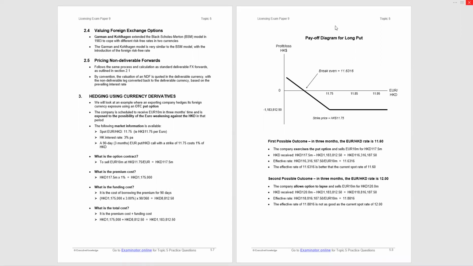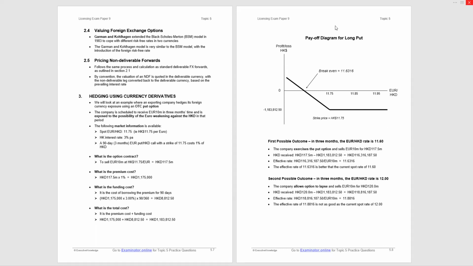Continuing with topic 5, paper 9, we're now going to look at section 3, hedging using currency derivatives. Whenever we're hedging, we will have access to the underlying asset, and in this case, it will be foreign currency. We'll look at an example where an exporting company hedges its foreign currency exposure using an OTC put option. The put option will give us the right to sell one of the currencies.